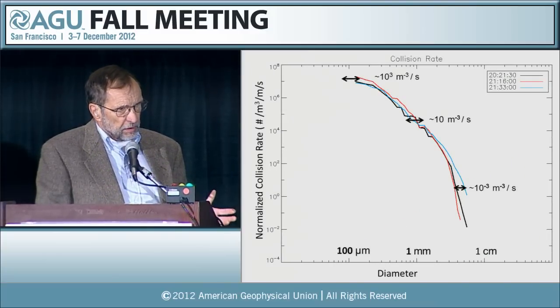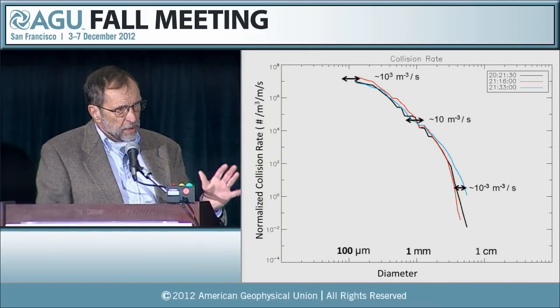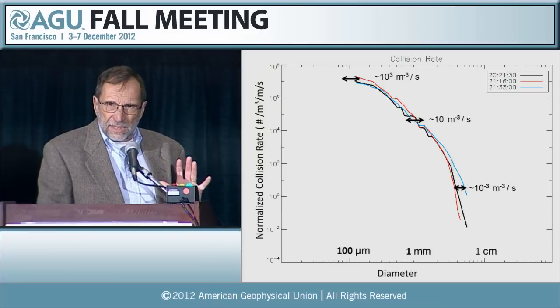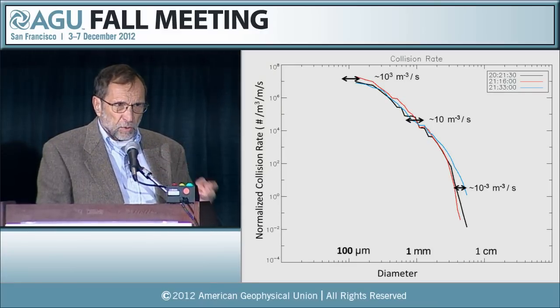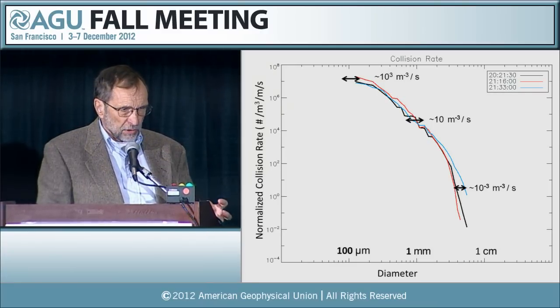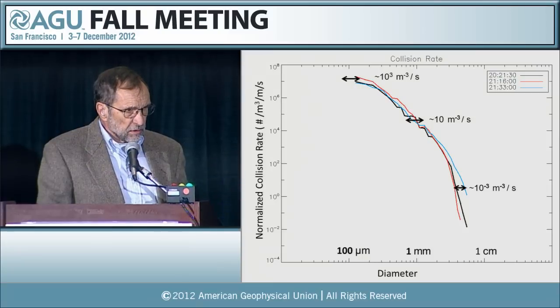Here, this looks at the collision rate as a function of size. The main point to take home from this is that those particles in the very small region are undergoing many, many more collisions than those in the large region.